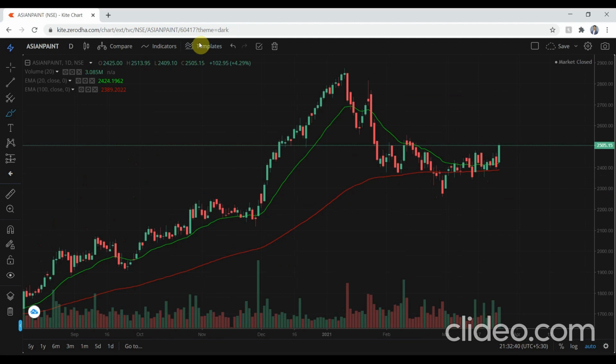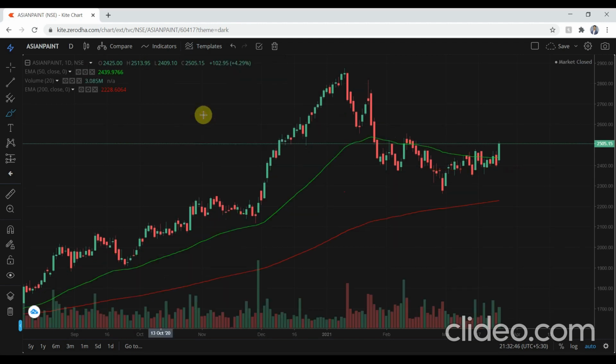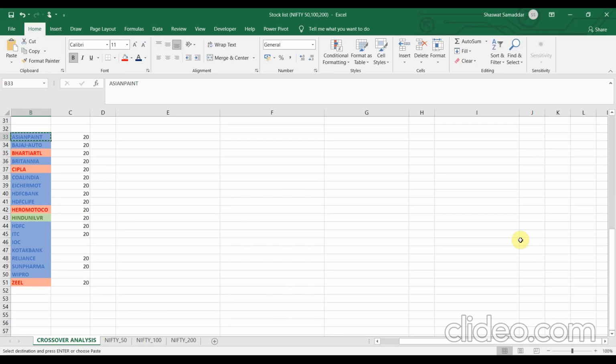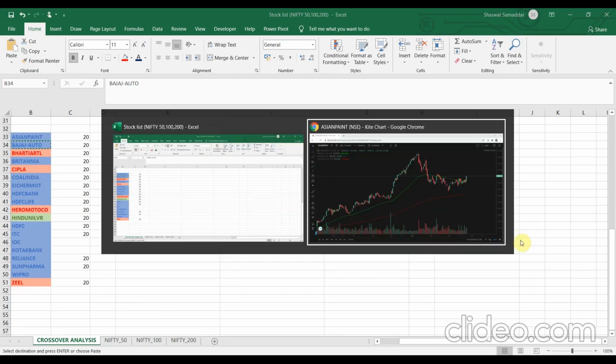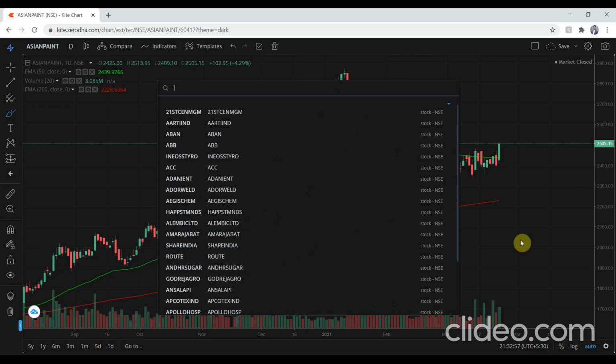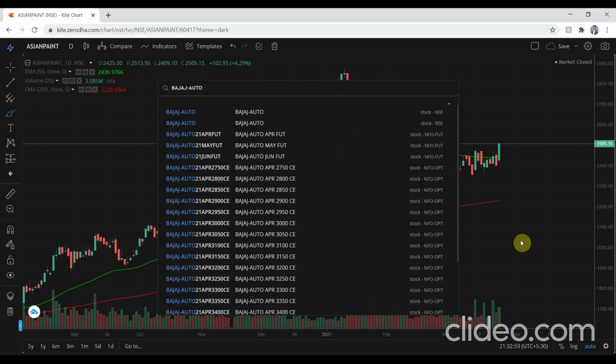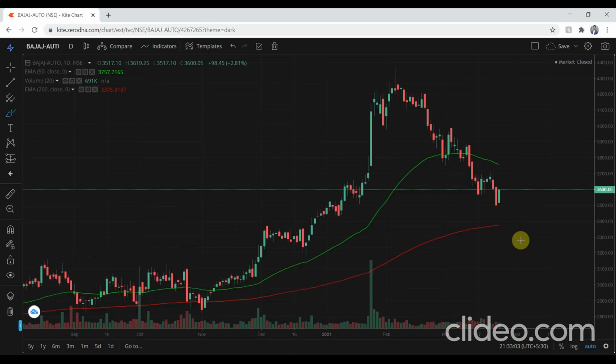Okay, before that, let me change the template of Asian Paints. This is the moving average, exponential moving average for 50 and 200. So see, no scope of transition. And this 50 and 200 EMA is used for a longer duration if you have a longer time frame. Okay, so next stock is Bajaj Auto.